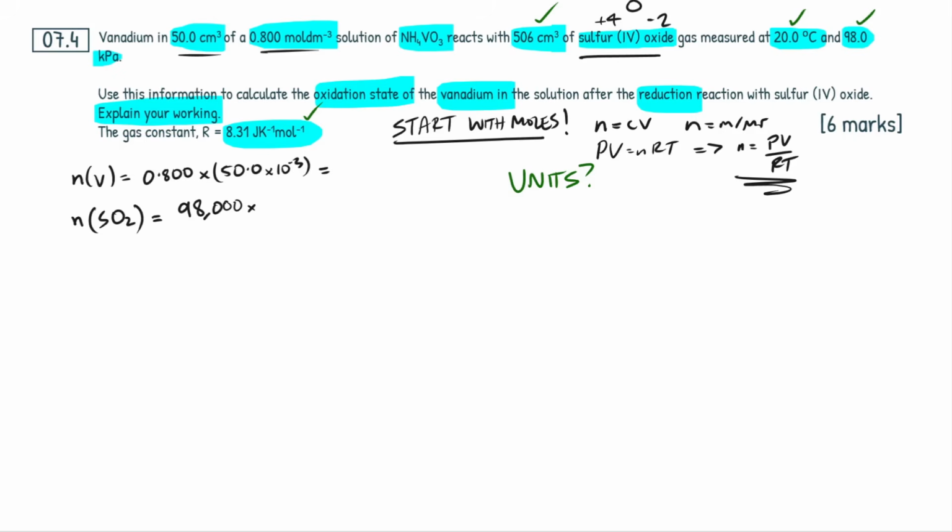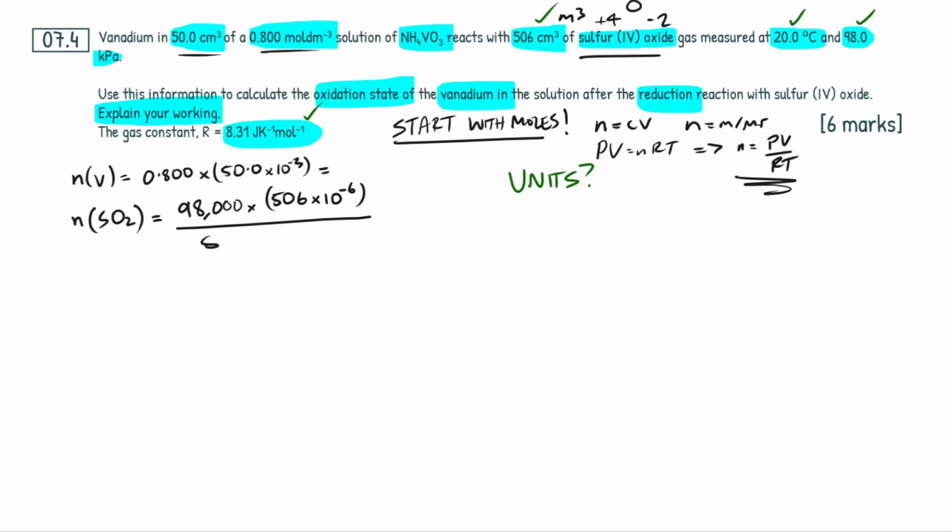Right, next up, volume. So that is 506 centimeters cubed, we don't want that. We want meters cubed, the standard unit of volume for the ideal gas. So I'm going to divide that by 1,000,000, which is the same thing as times 10 to the minus 6. So I'm going to bracket that up so we don't mess up in the calculator.